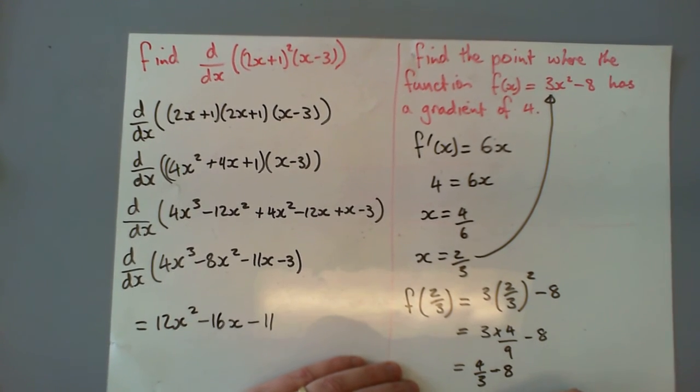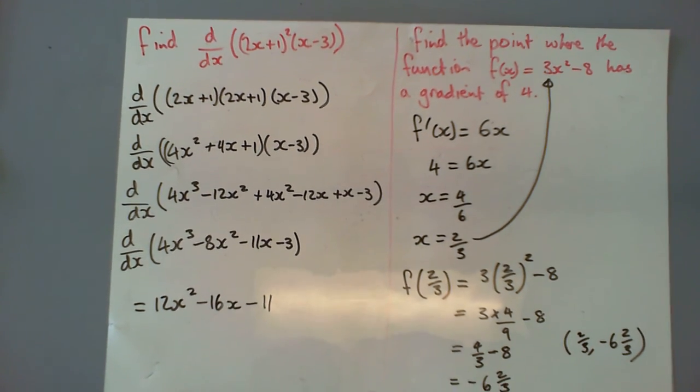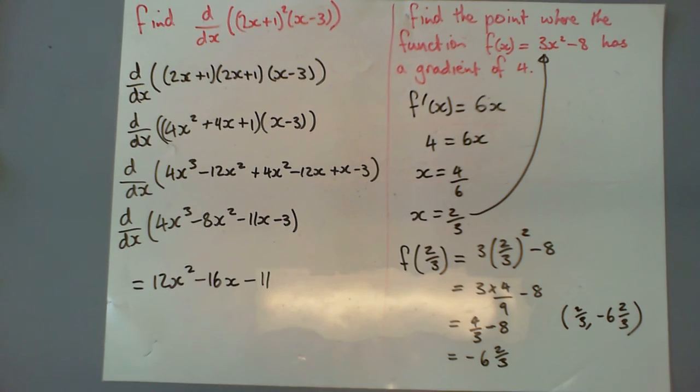It's going to be negative 6 and 2/3. Okay, so the point is going to be 2/3, negative 6 and 2/3. So this is going to be the point where this function has a gradient of 4. Okay, so a little bit different type of question for that one. But hopefully that's enough to get you to your questions on this section.